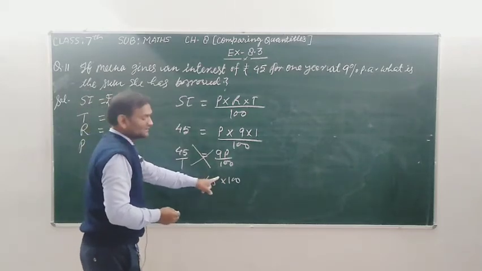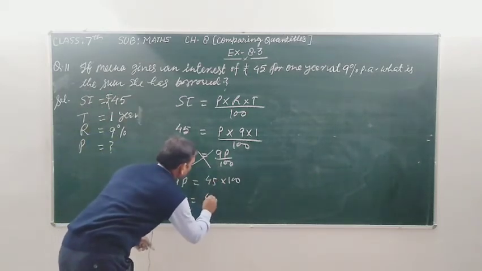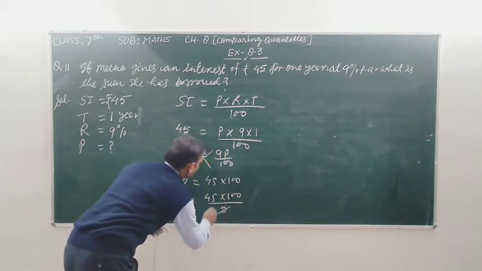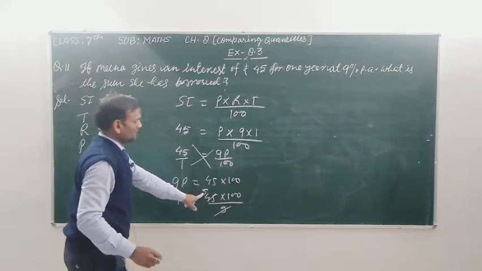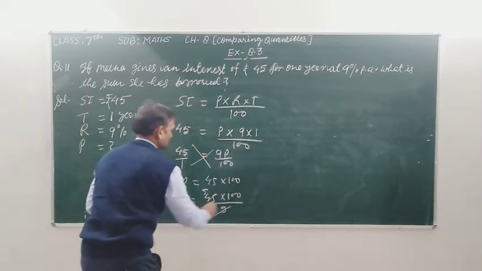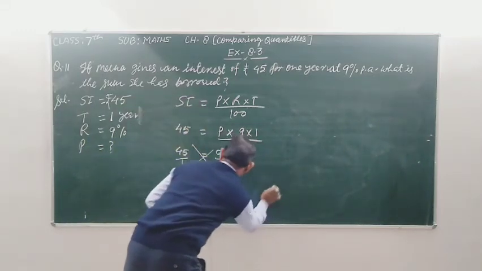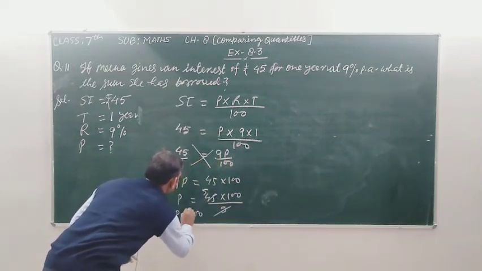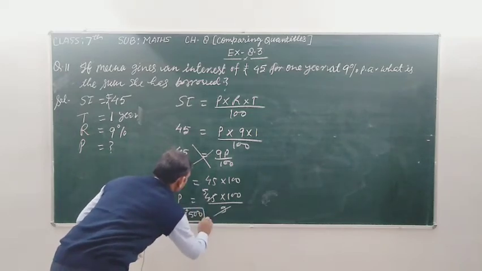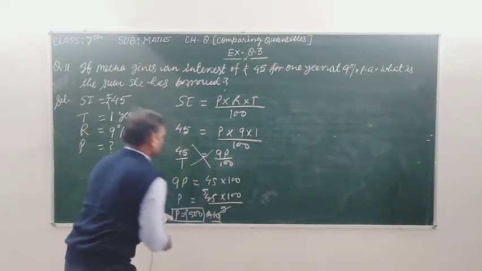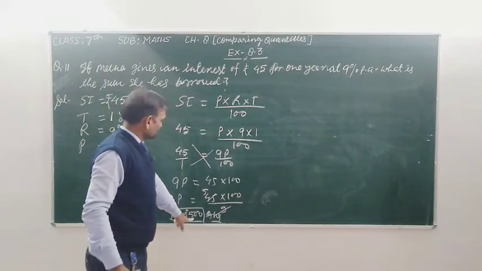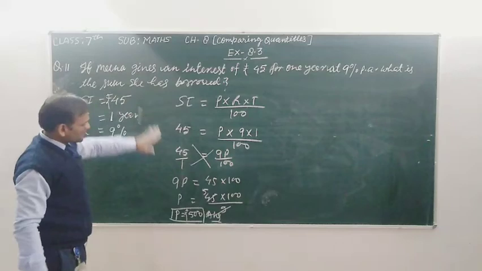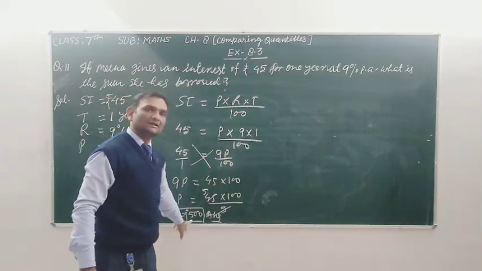Find out the value of P. Transpose 9 to the right side. So P is equal to 45 into 100 upon 9. 9 fives are 45 and 100 fives are 500. P is equal to 500 rupees. This is the answer. 500 rupees. It means the sum which she has borrowed is 500.